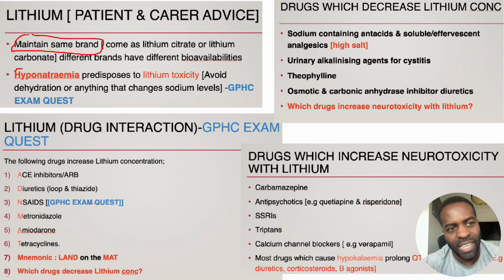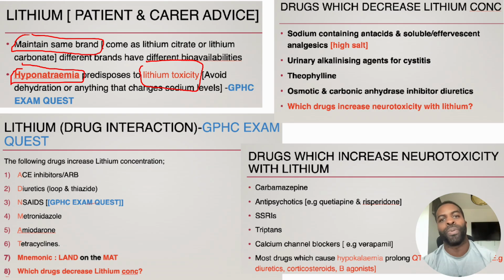Then another thing is the effect of lithium on your electrolytes. Now, many people get this confused because they think that lithium causes hyponatremia. That's not what we're saying, but instead hyponatremia increases the risk of you getting lithium toxicity. So hyponatremia will predispose patients to lithium toxicity. And GPhC has tested patient questions on this already. They may test you again. So avoid dehydration or anything that changes sodium levels. Hence the reason why we need to be very cautious when we give patients diuretics and lithium as well, because that could increase the risk of hyponatremia, and hyponatremia in return increases the risk of lithium toxicity.